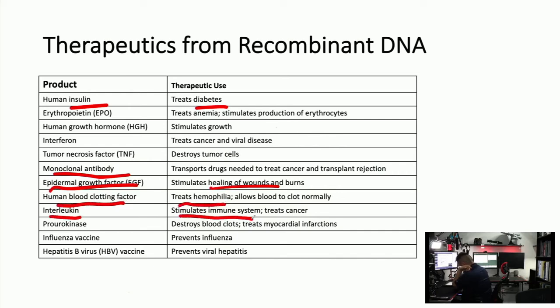Human blood clotting factor treats hemophilia. Interleukin stimulates the immune system. Prourokinase, I don't even know what that is, but it destroys blood clots. The influenza vaccine prevents influenza, and then the hepatitis vaccine, right? So tons of drugs have come from recombinant DNA.